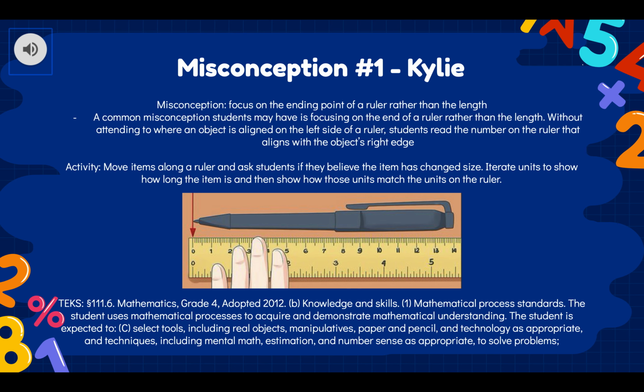To help with this, an activity that could be used for students is to move items along a ruler and ask students if they believe the item has changed size. Iterate units to show how long the item is, and then show how those units match the units on the ruler. This will help them realize the length of the object depends solely on the object's length, not where it's placed on the ruler.